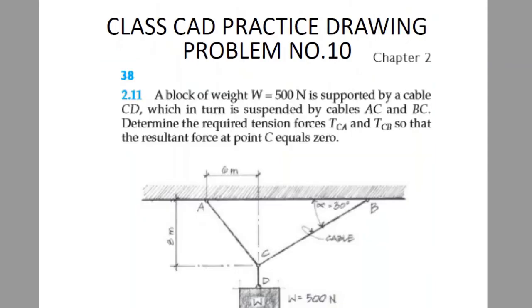Let's now look at Class CAD Practice Drawing Problem number 10. This one is on page 38. It is problem 2.11, and it reads: a block of weight W equal to 500 newtons is supported by a cable CD, which is in turn suspended by cables AC and BC. Determine the required tension forces TCA and TCB so that the resultant force at point C equals 0.